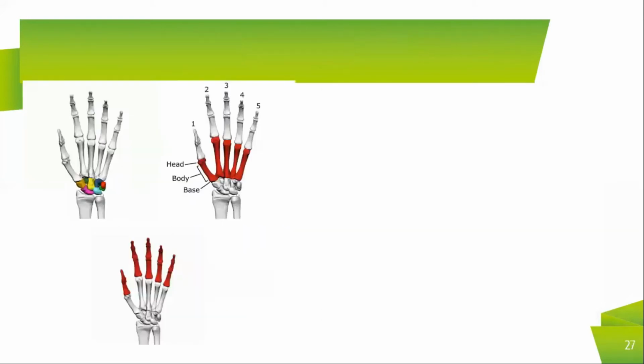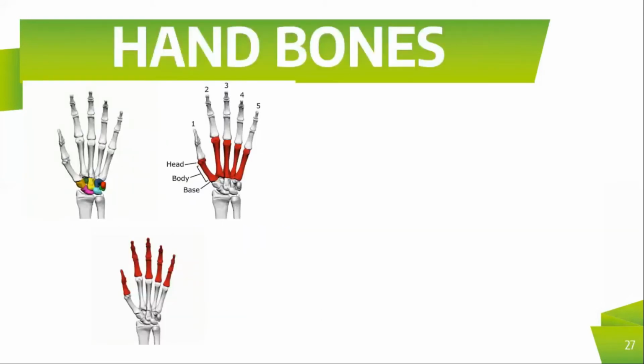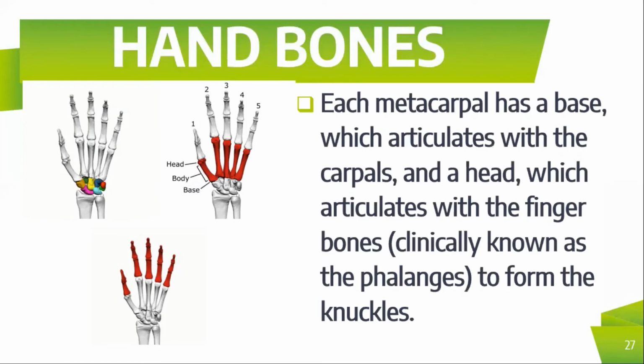In our hand, we have the hand bones. Each metacarpal has a base which articulates with the carpals and a head which articulates with the finger bones, clinically known as the phalanges, to form the knuckles. So again, we have the carpals, the metacarpals, and the phalanges.